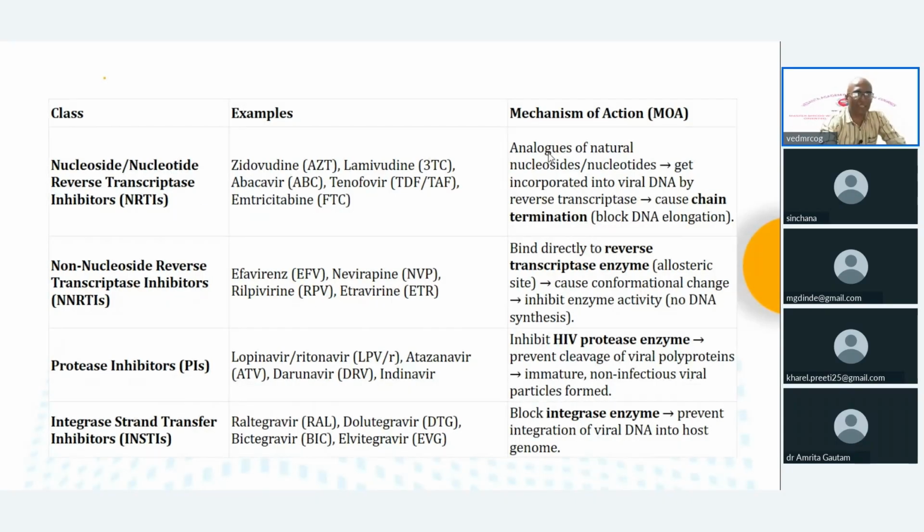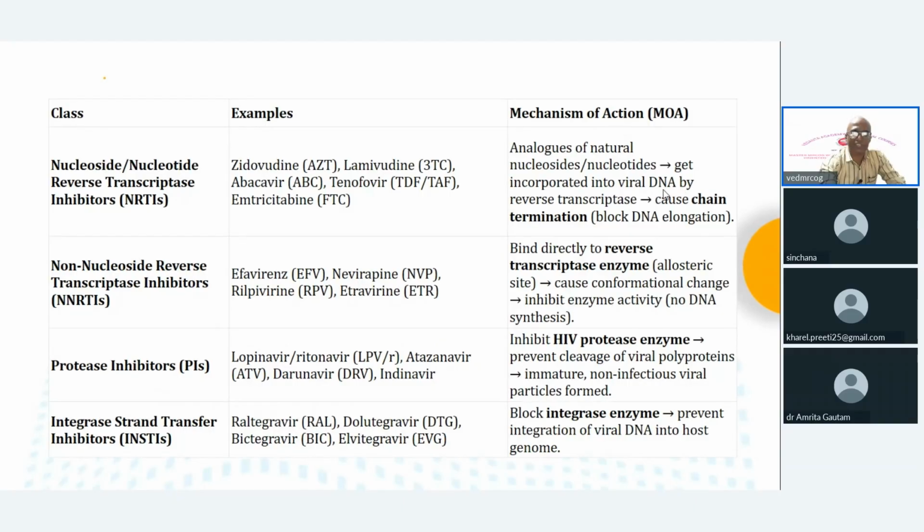What is the mechanism of action? They are analogues of natural nucleosides or nucleotides. They get incorporated into the viral DNA by reverse transcriptase and cause chain termination. They will block elongation. Then coming to the second category, NNRTIs, the non-nucleoside reverse transcriptase inhibitors. The examples are efavirenz, nevirapine, rilpivirine, then etravirine. So these are the NNRTIs.